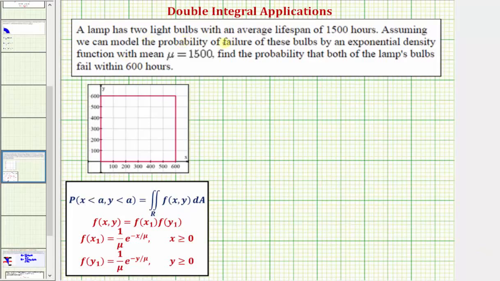A lamp has two light bulbs with an average lifespan of 1,500 hours each. Assuming we can model the probability of failure of these bulbs by an exponential density function with a mean of 1,500, find the probability that both of the lamp's bulbs fail within 600 hours.